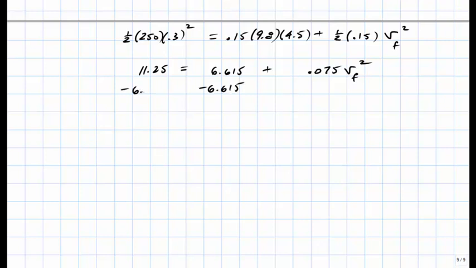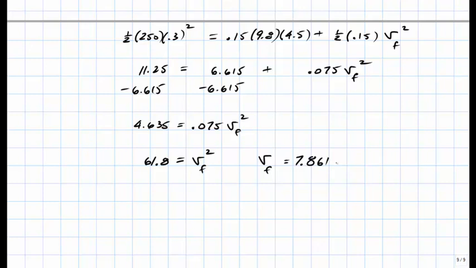We're going to subtract 6.615 from both sides, and that yields 4.635 equals 0.075 Vf squared. If we divide both sides by 0.075, we obtain 61.8 equals Vf squared, and if we take the square root of both sides, the final velocity at an elevation of 4.5 meters equals 7.861 meters per second.